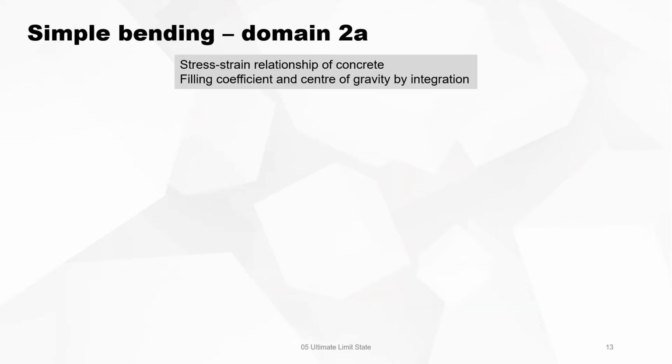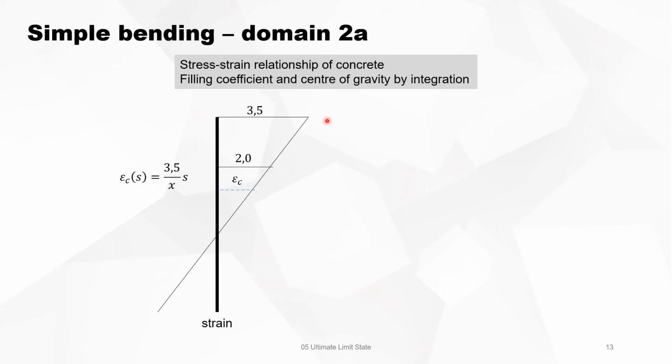Now, if you use these principles, and we start with the first one, in a strain diagram, if we zoom in on the strain diagram, you will see that at the neutral axis s equals 0, and on the top s equals x, x is the depth of the neutral axis. We know in domain 2a, the most compressed fiber, there the strain in the concrete is 3.5 per mil, and there is 0, so we can easily write the relationship of the strain in the concrete as a function of a coordinate s.